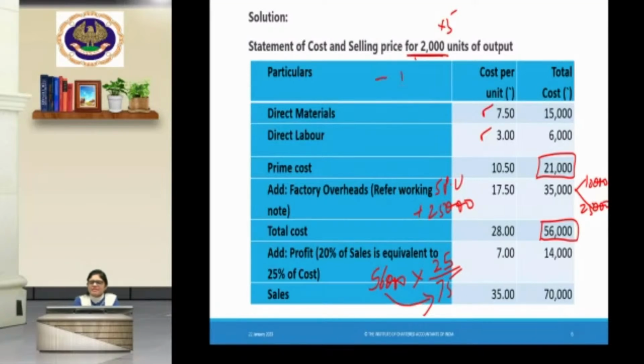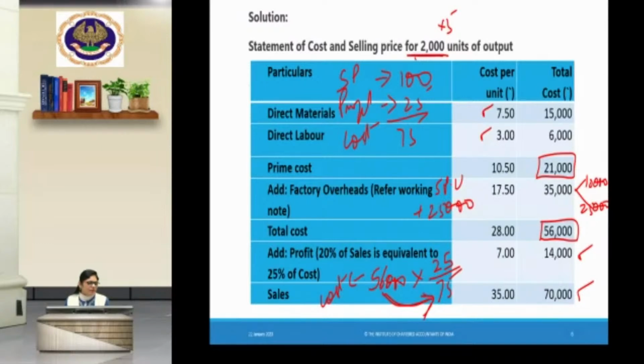So if selling price is 100, profit is 25. So cost has to be 75. That is exactly what I've done here. 56,000 is the cost. You have to calculate on cost, but it's given 25% on sales. And cost should be less than 100. So 25 divided by 75 will give you profit of 14,000. Sales is 70,000. All right. So this is how it has been done. Any doubts so far?